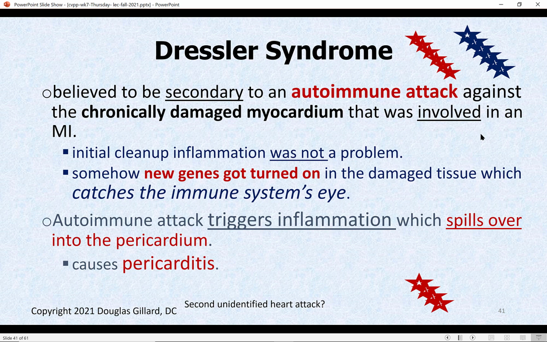It's currently thought to be that same story: the damaged myocardium turns on genes in the adjacent living tissue of the myocardium, and the new myocardium has a different look because these new genes are turned on, and the body doesn't like this new look and thinks it's foreign and attacks it. So that's the theory. And then, of course, the inflammation spills over into the pericardium. Maybe it's a new heart attack that just wasn't caught. That's possible, but we really don't 100% know why there's such a delay.